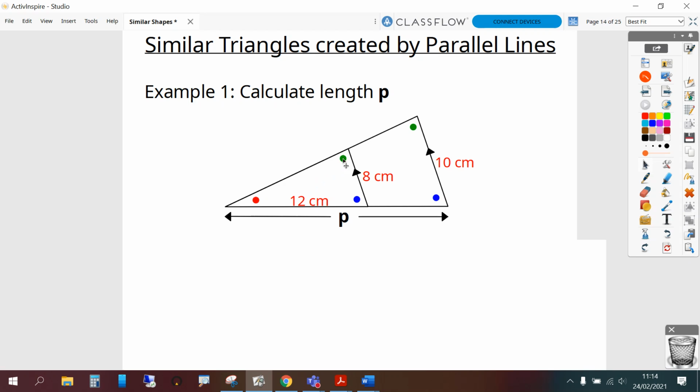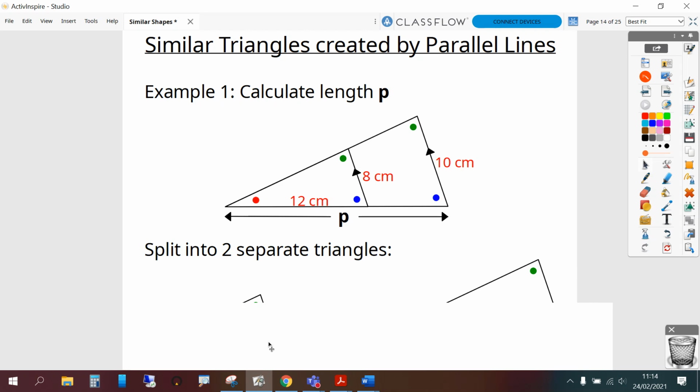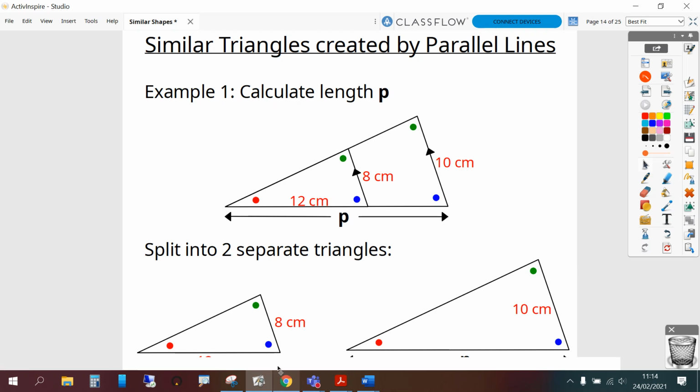So here we've got the same thing going on. The smaller triangle inside the bigger triangle, again indicated by arrows, and we've got our coloured dots to show the angles that are identical. So we split them into two separate triangles, and we have 8 and 12 on the small triangle, and we've got 10 and P on the big triangle.